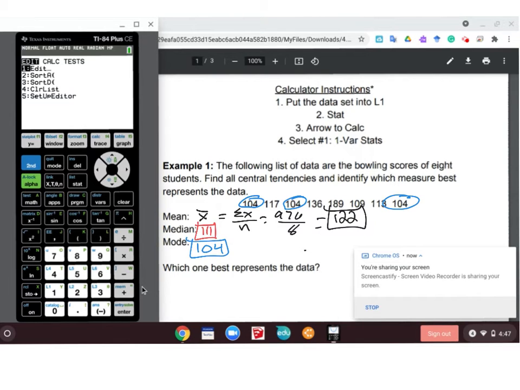Now, which of these would be our best piece of data? The question is, are there any outliers? If we look through these, the one that stands out is this 189. That looks way above the rest. So if there is an outlier, that tells us the median, 111, would be our best representation because of that outlier of 189. Okay, let's take a look at the next example.